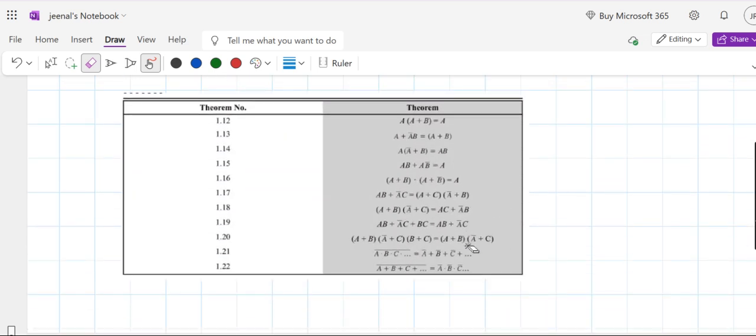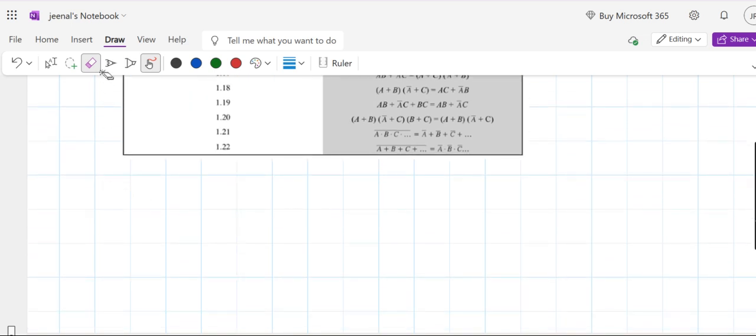This is another set of the same theorems. In all, we have 22 theorems. Again, we have a into a plus b is equal to a. Had we again implemented this using our basic logic gates, we require one OR gate and one AND gate. Same goes here. We require in this equation two AND gates and one OR gate, but it is as good as a. Please remember the names of the variables may change. You just have to re-implement the equations accordingly.